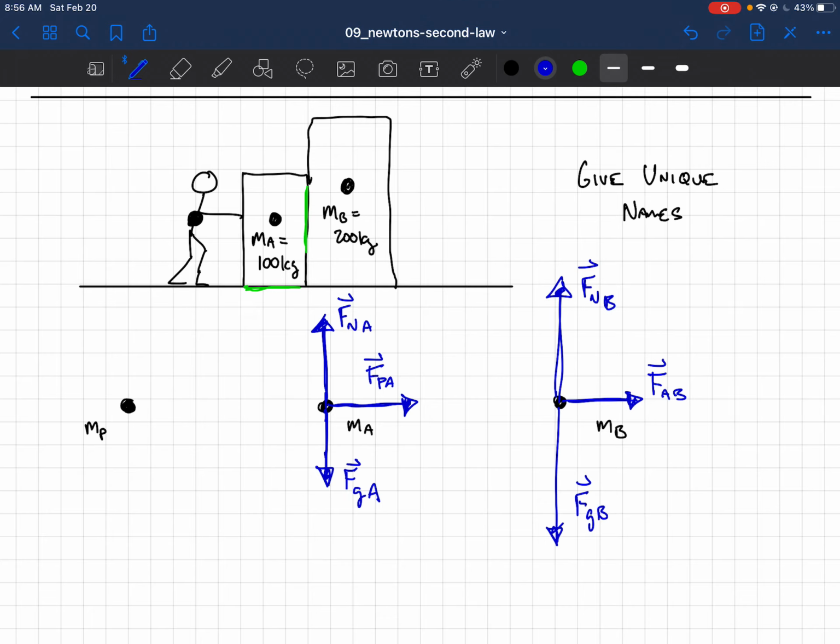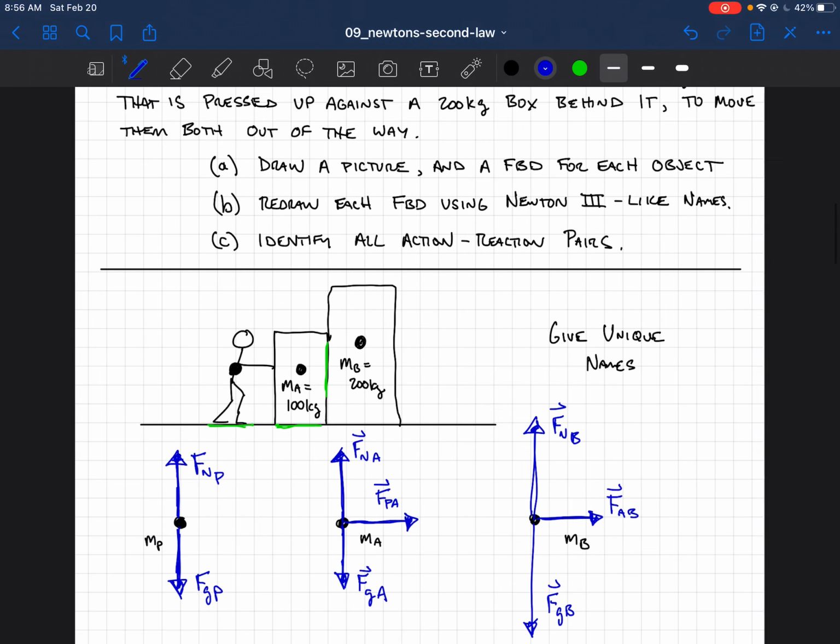So let's move on to our third object, the person. We have a person, and that person has mass. So that means that there's going to be a force of gravity on the person. And though they are standing on the ground, so there's definitely going to be a normal force of the ground on the person. Is there anything else? Well, I don't know. Let's move on to the next step.